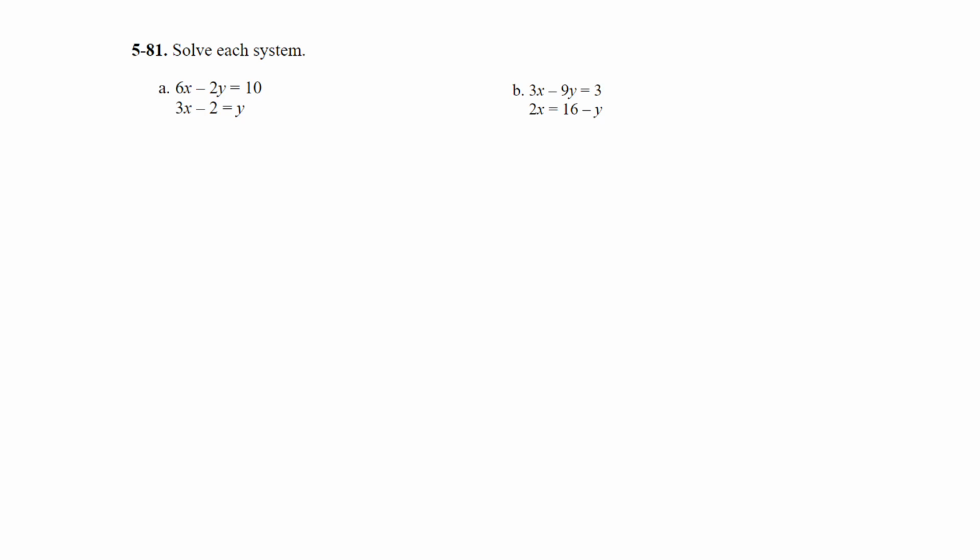So we just set up a system. Now we just have a generic one that we're going to be solving. You get to pick the method that you want to use. This first one is set up for elimination with the variable x and y being on the same side. This one is more set up for substitution because y is being solved for.